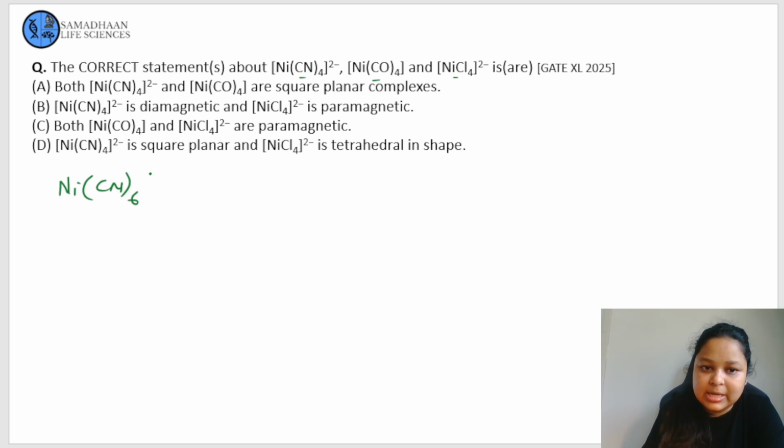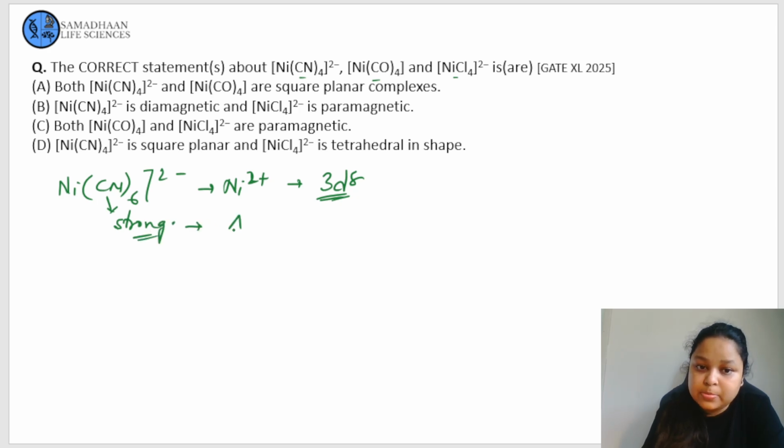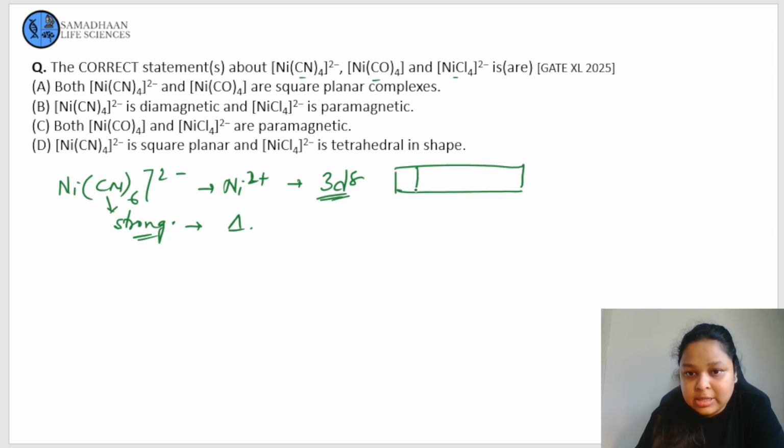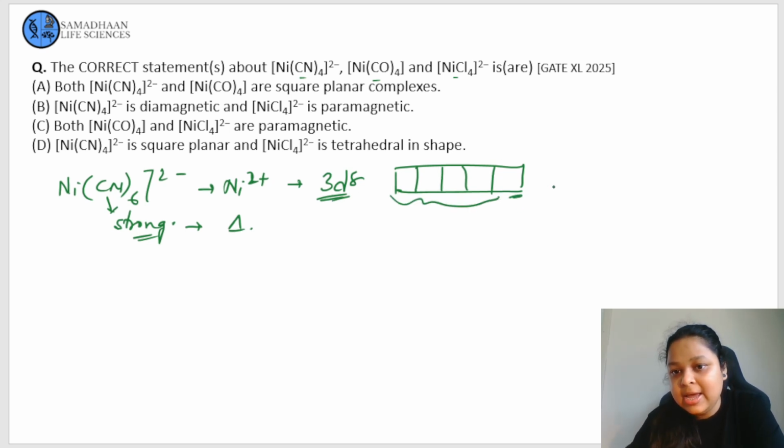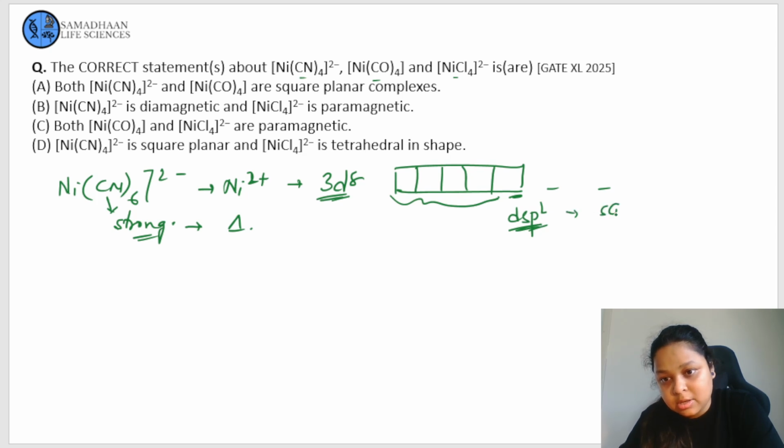The first one is Ni(CN)6 2 minus. Nickel is in +2 oxidation state, which means 3d8. Now cyanide is a stronger field ligand, which means the splitting energy is higher. So in 3d8 the ligands force the electrons to pair up. So 3d8 in these 4 orbitals, and this d and the next s and p are empty, which means dsp2 hybridization, which means square planar geometry.